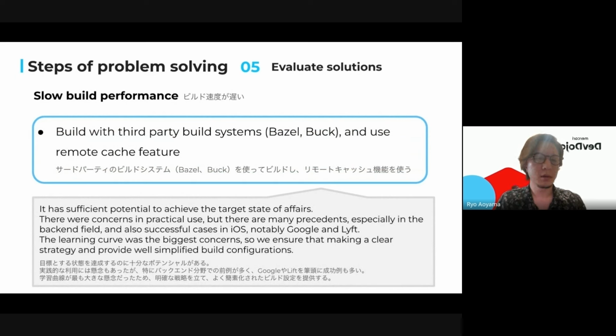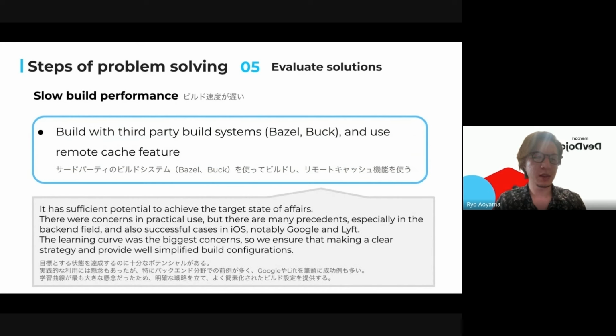The third solution was to build a third-party build system and use a remote cache feature. We looked into this and realized that there was enough potential to achieve what we actually hoped to. However, for iOS, Bazel and Buck weren't very common, so we had some concerns about whether it would actually be possible.